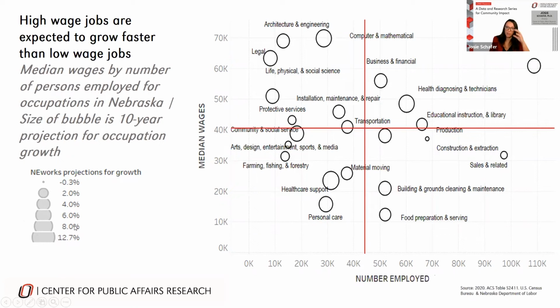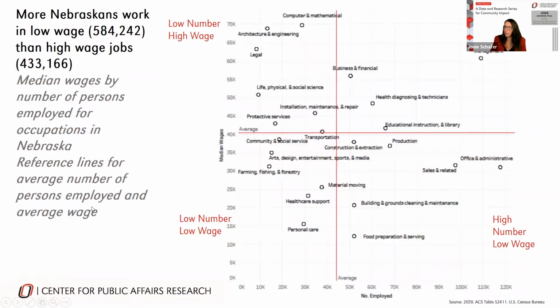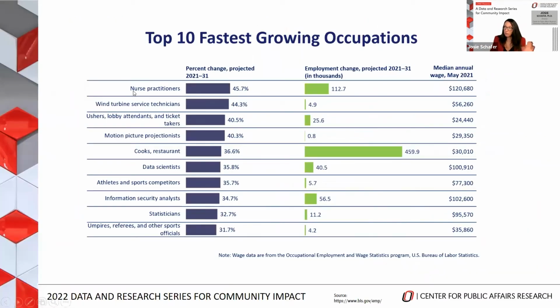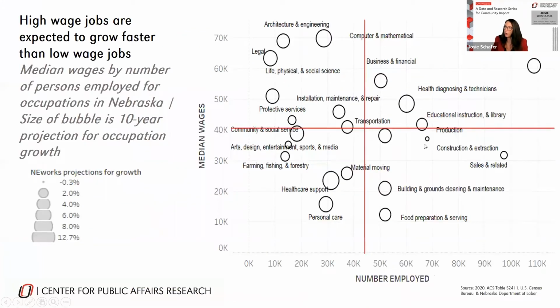And I did use the Nebraska Department of Labor's projections instead of the BLS's, just because Nebraska's economy is different. Like nurse practitioners are in super high demand. I don't think we're going to have a lot of wind turbine service technicians in the next 10 years, maybe after that. Ushers, lobby attendants, and ticket takers, we don't have a big travel, tourism economy. So I don't think that one's going to be big here. So we did our own.